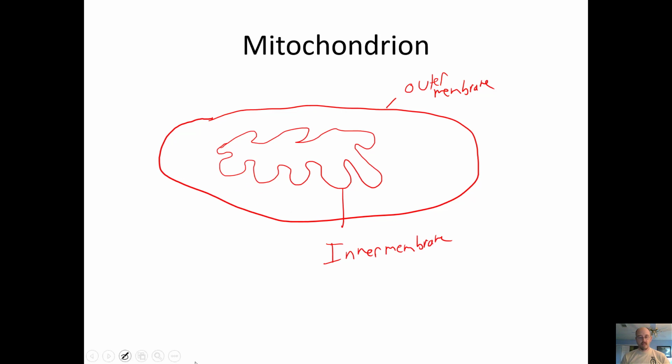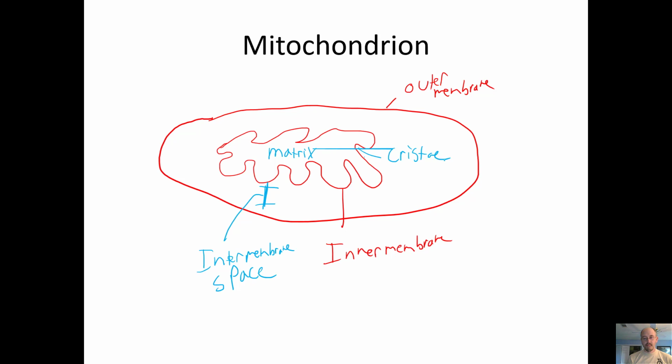This area right in here, this space, like it's all throughout here, but I'm just going to draw from here to here, inside here. This is the intermembrane space. Intermembrane space. This area inside the inner membrane is called the matrix. And these folds in the membrane are called cristae. Cristae. These folds, like these here.